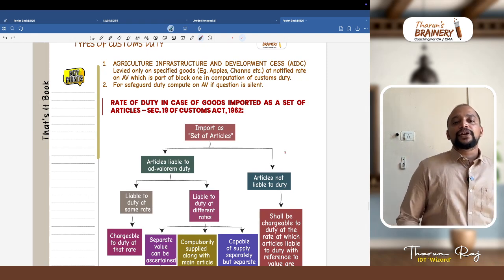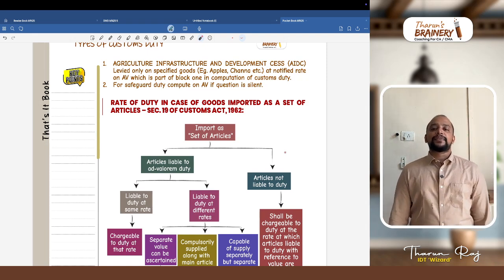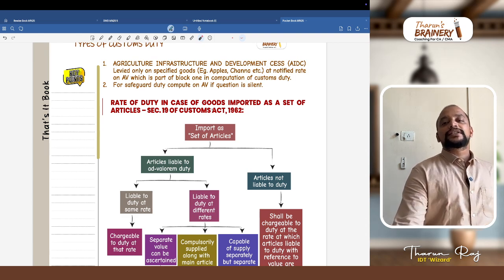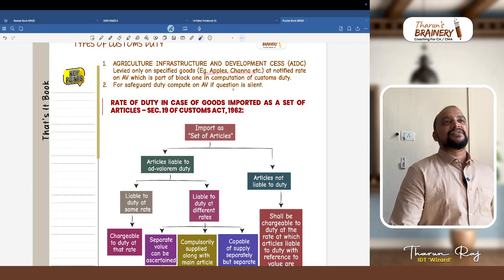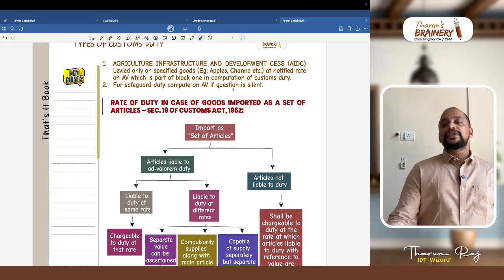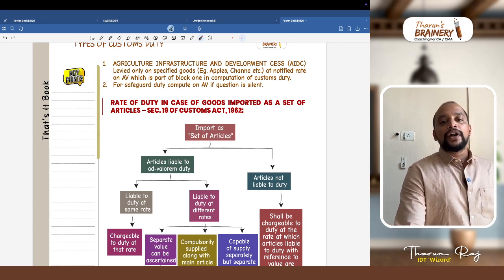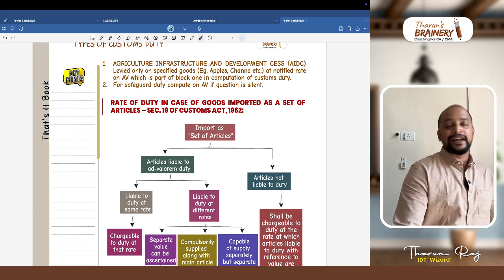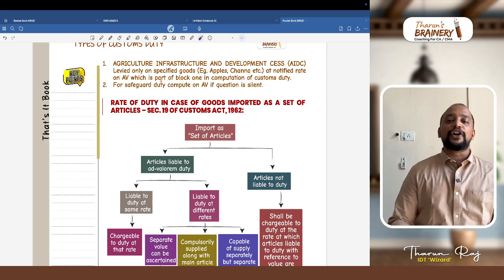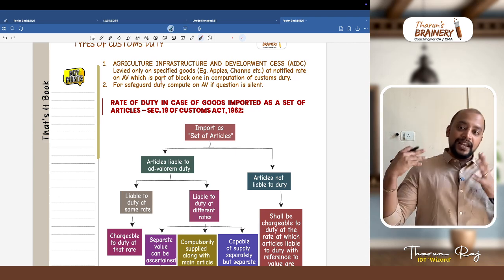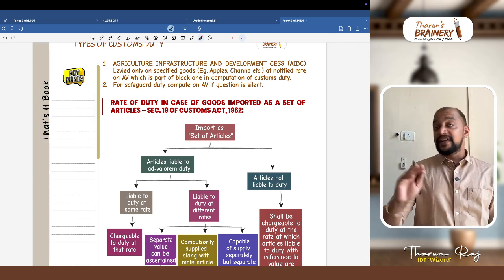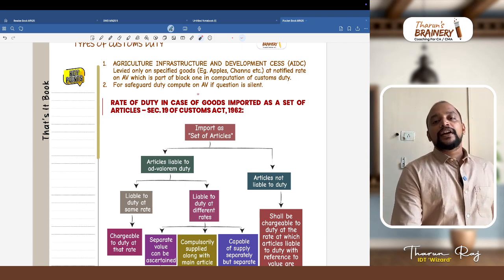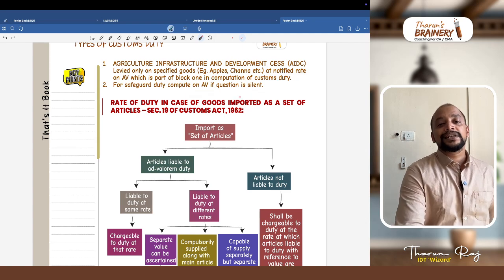Then there is something called agriculture infrastructure development cess. If that is given, we need to take it, otherwise not required. But this cess is only on some articles. So practically in many questions they will tell you to ignore AIDC. If it is there, it should be taken on the assessable value, and on that only it will be taken. But 99.99% it will not be there in the exam, because they will clearly give that there is no AIDC. If it is given only, I am telling you, it should be taken on the assessable value. For safeguard duty, computation is on assessable value if the question is silent.